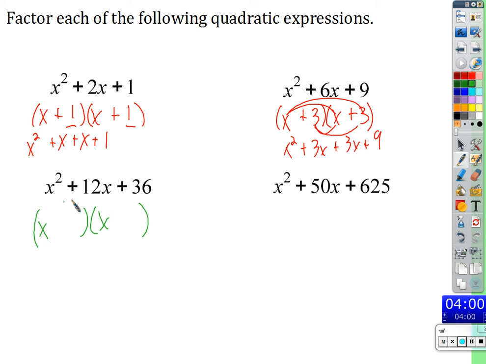Gotta get x times x is x squared. We also need two numbers that multiply together to make 36. That's 9 times 4, 12 times 3, 6 times 6, 1 times 36. So we try all these different possibilities. And Danielle? What should we do, 6 times 6? 6 and 6. If that's correct, then we should be able to multiply together and get this quadratic. So x times x is x squared. x times 6 is 6x. 6 times x is 6x. 6 times 6 is 36. Yep, 6x plus 6x does give 12x, that's right.